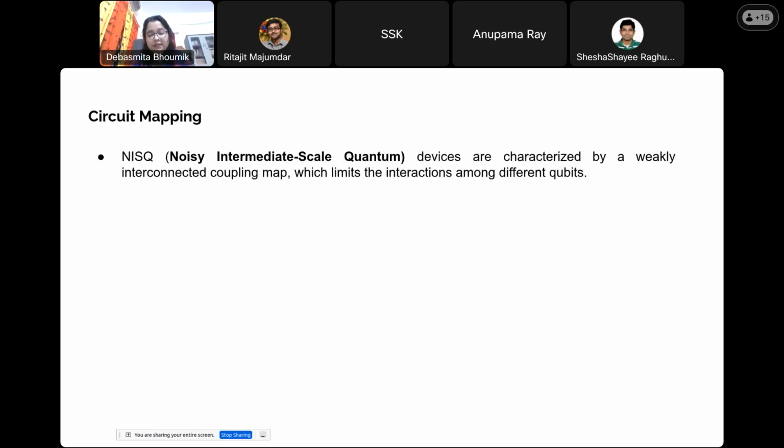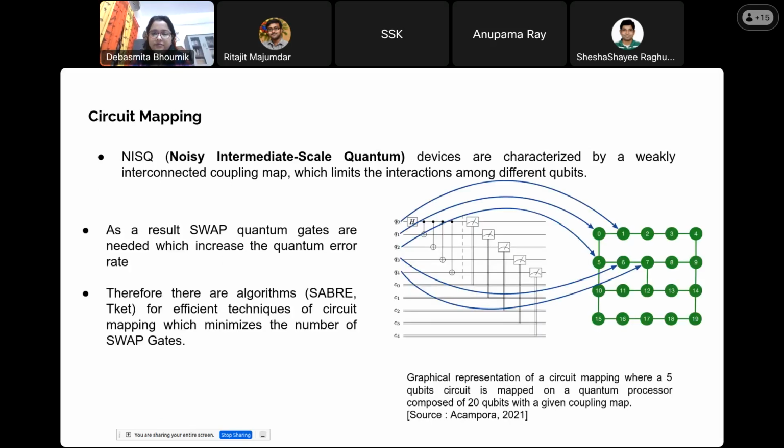So first we will see circuit mapping. In NISQ devices, the connections between qubits are weakly coupled. So there is no all-to-all connection between the qubits of the devices. So the interactions are limited.